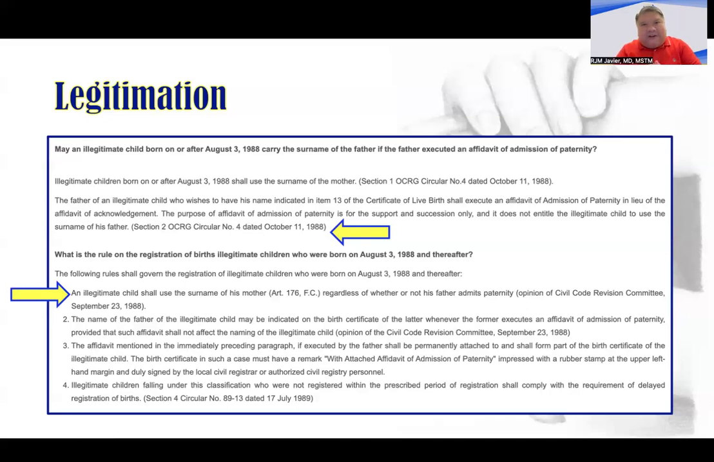So be careful also when you write your certificate of live birth. Find out if the parents are really married. Because under Philippine laws, you might, for example, be charged with falsification of public documents, simply because you did not know that this is an illegitimate child and you accomplished a public document such as the certificate of live birth.